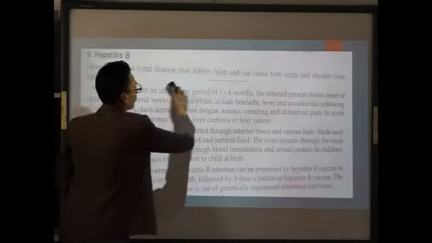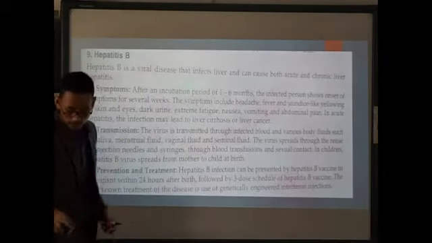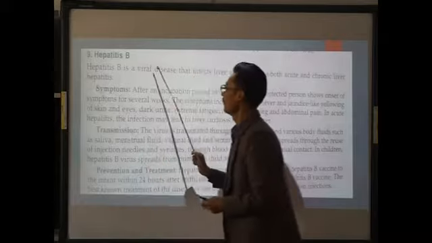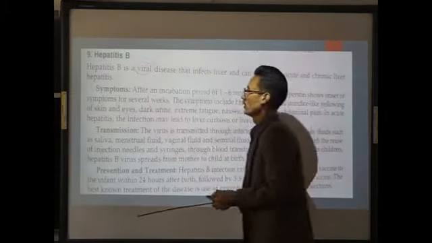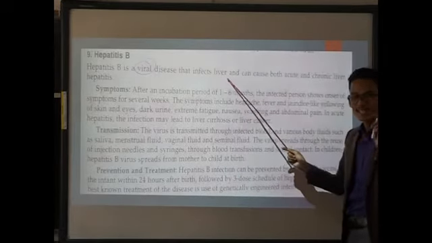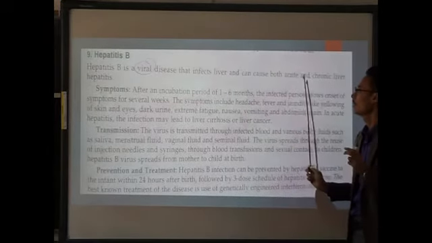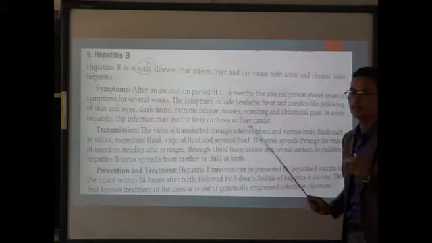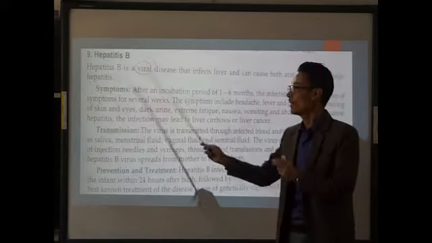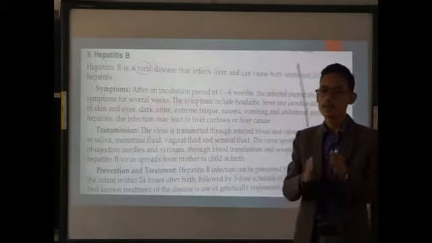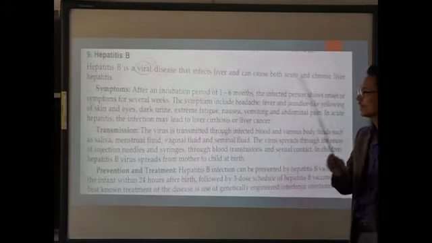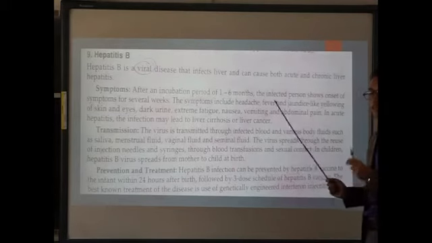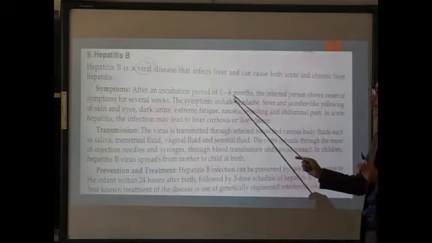Hepatitis B. So it's mainly a viral infection. Remember, it's a viral disease. The viral disease that infects the liver and can cause both acute and chronic hepatitis. So hepatitis B is a viral disease that will mainly infect the liver. Alright? So let's see the symptoms. The incubation period of the virus is around 1 to 6 months.